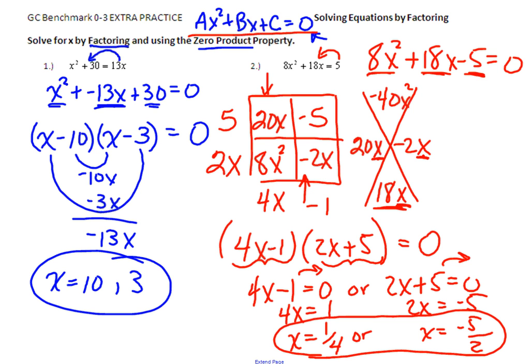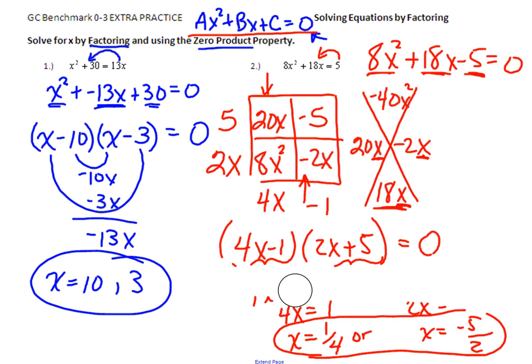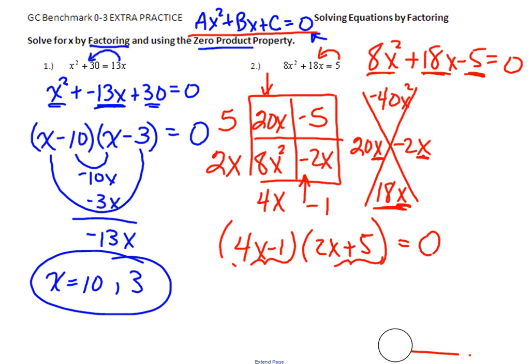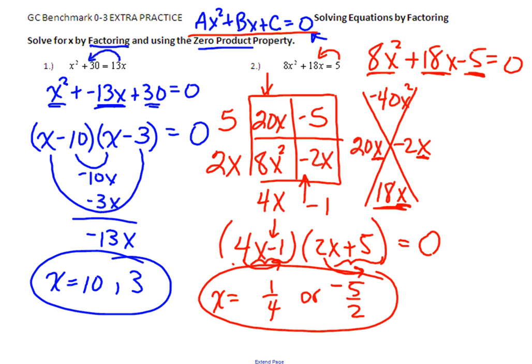Now, I'll let you use the shortcut here. So I'm going to erase this here. Because we do this so often, we realize if I just put this 4 under the 1 and change that sign, that's going to be my answer. That's a shortcut. Put the 2 under the 5, change the sign. Get the same two answers.